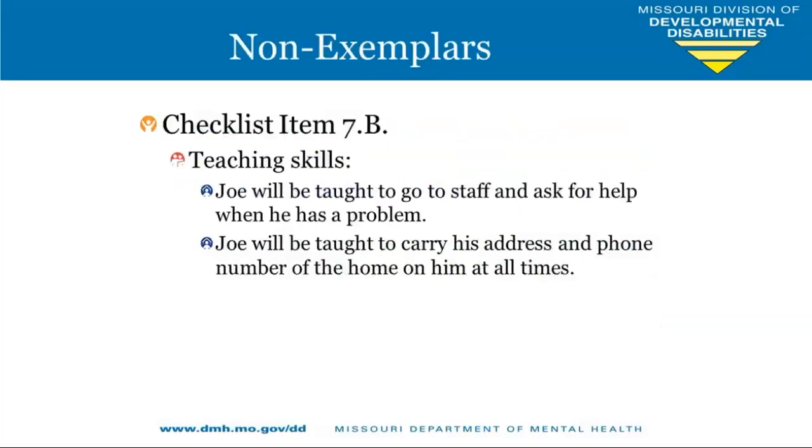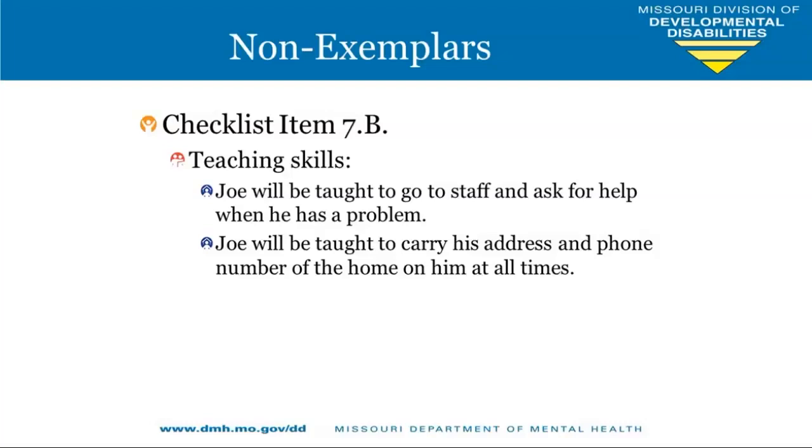Joe will be taught to go to staff and ask for help when he has a problem, and he'll be taught to carry his address and phone number of the home on him at all times. Asking for help when you need help is a good thing, but being taught to go to staff to ask for help every time he has a problem is a little too broad, and also maybe not a great skill. If you're trying to think about overall wanting somebody to be as independent and assertive as possible, teaching somebody to be as dependent as possible is probably not the best skill to be teaching.